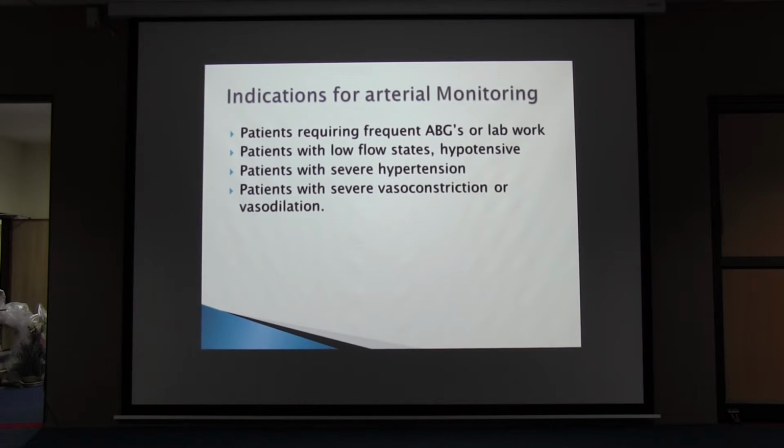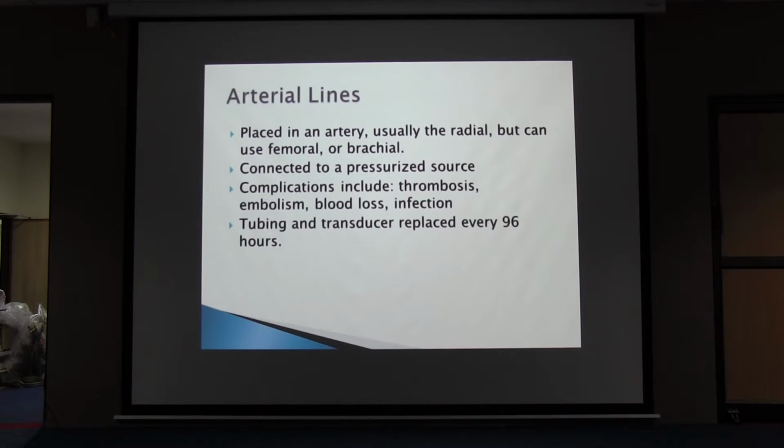It is also useful to monitor the ABG and lab parameters continuously, particularly in a hypotensive patient where you cannot take blood samples repeatedly. So it is important to have this arterial line. It can be placed at the radial artery, the femoral artery, or the brachial artery. It should be connected to a pressure source, and you should also know about the complications. You can't just blindly put it in. You should know about the complications before you do any procedure.